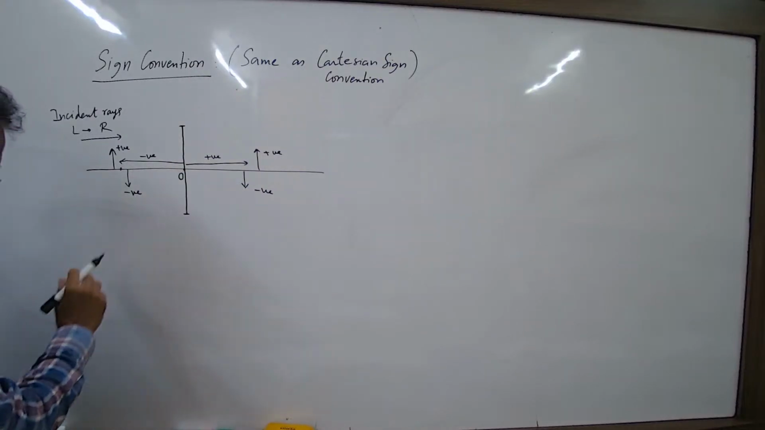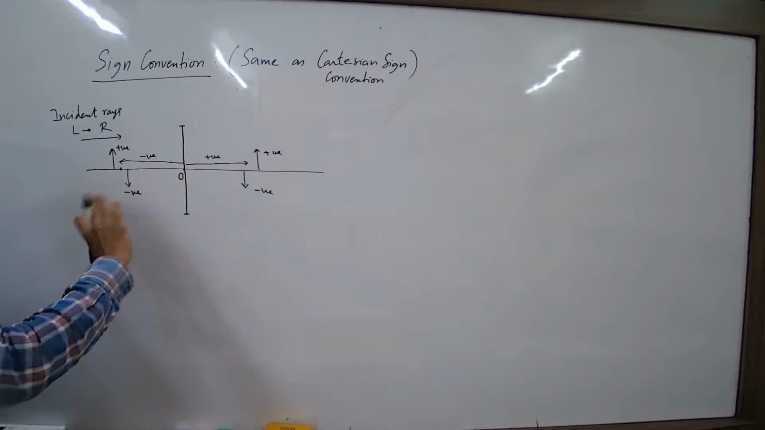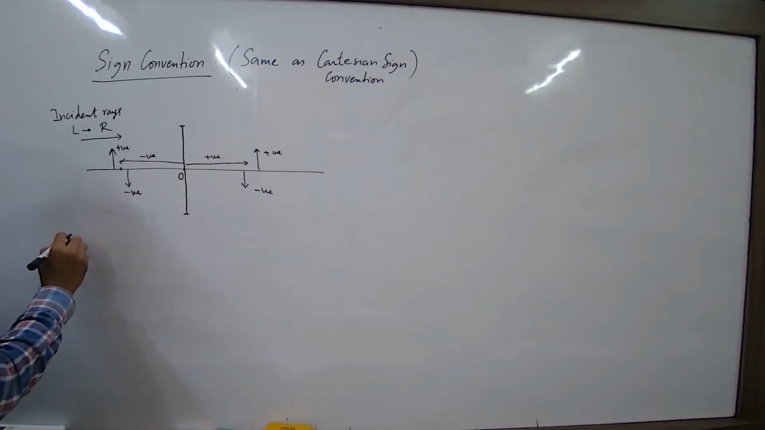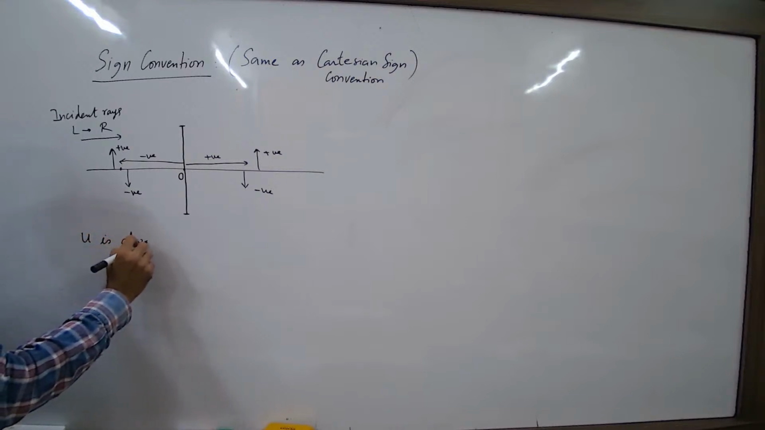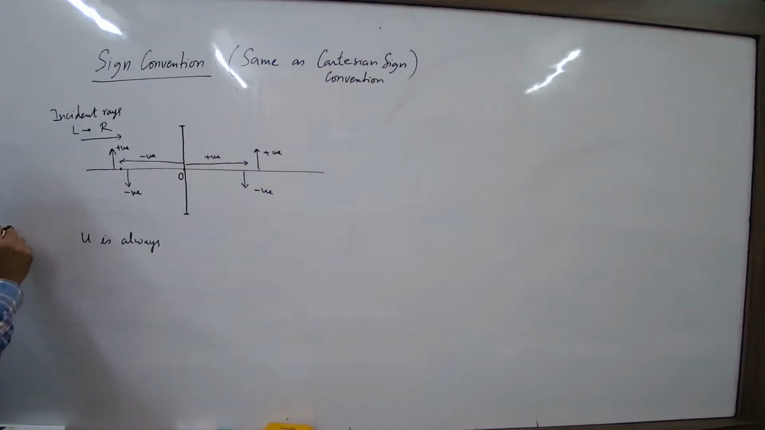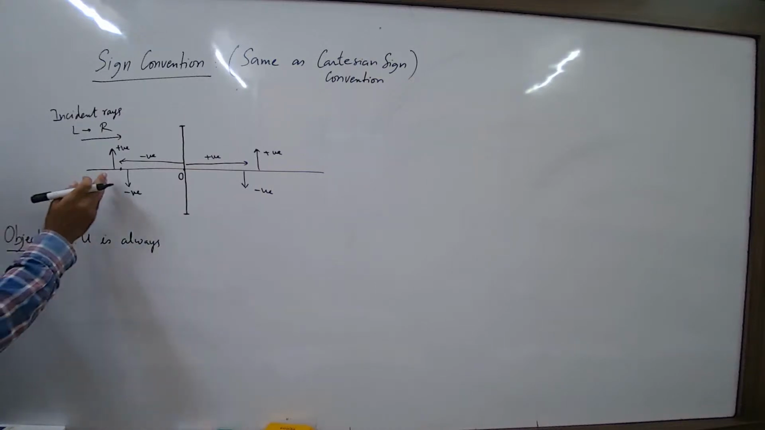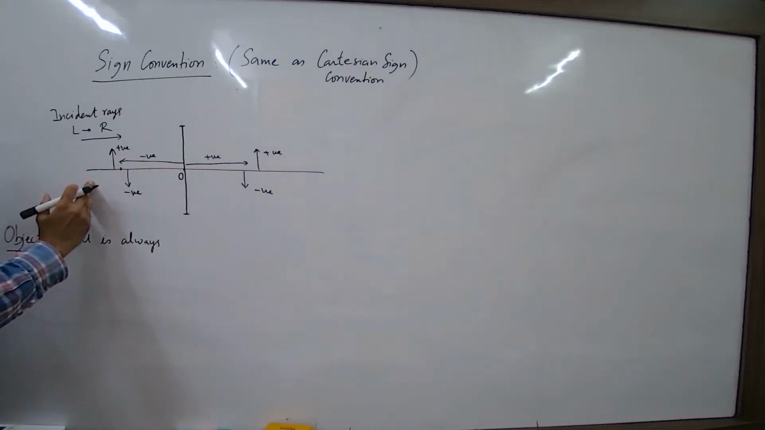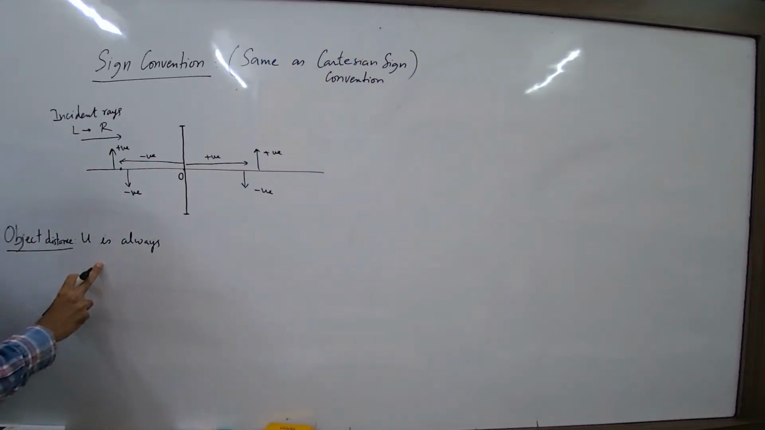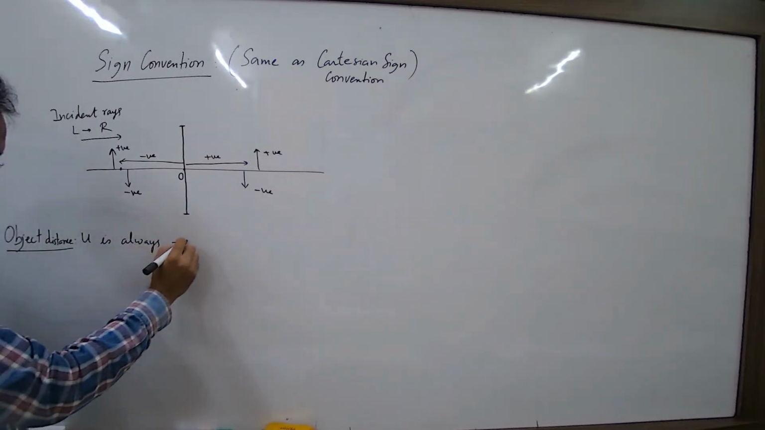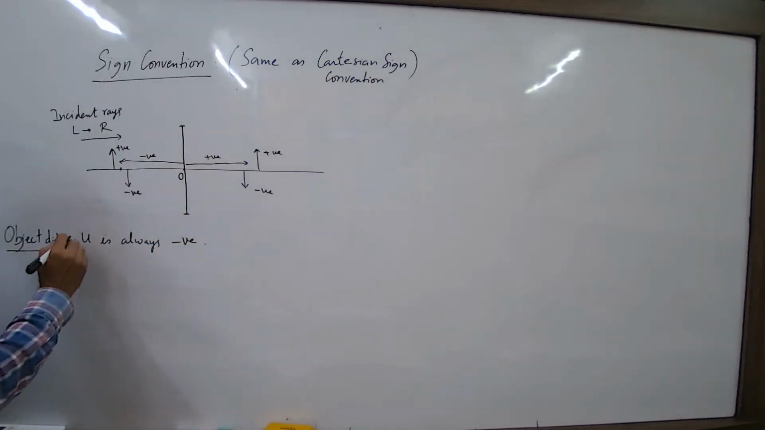Okay? So now tell me. If this is the rule for sign convention, then what will be the object distance? U is always the object distance. What is U? Object distance. What is the symbol for object distance? Object is always kept in front of the lens. Right? So what will be the sign of U? Negative. Always negative. Okay? So this is the first.